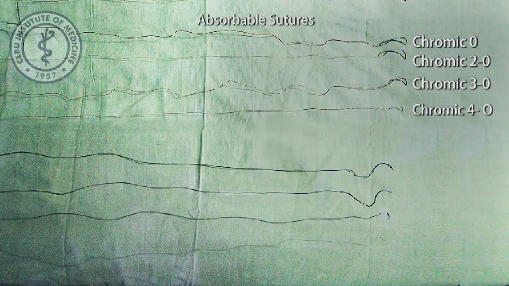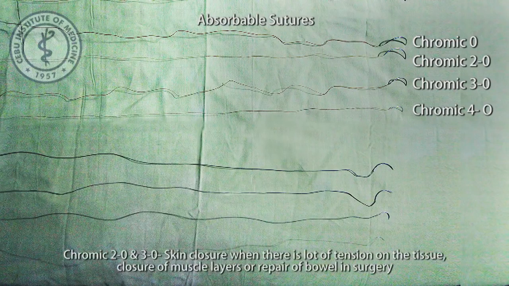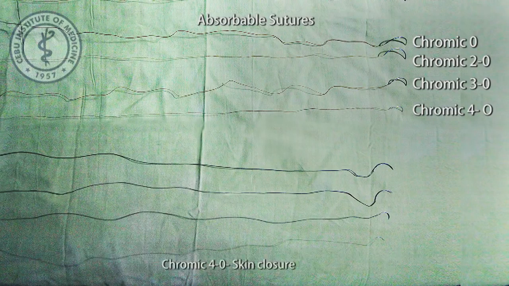Chromic 0, for closing of the fascia layer in abdominal surgery. Chromic 2-0 and 3-0, for skin closure when there is a lot of tension on the tissue, closure of muscle layers, or repair of bowel in surgery. Chromic 4-0, skin closure.